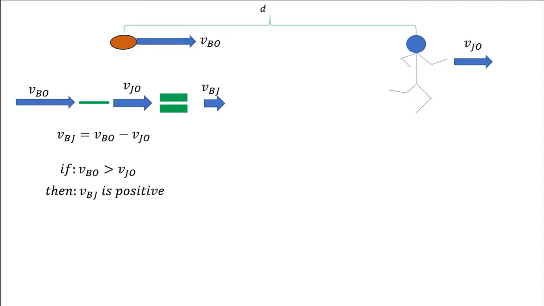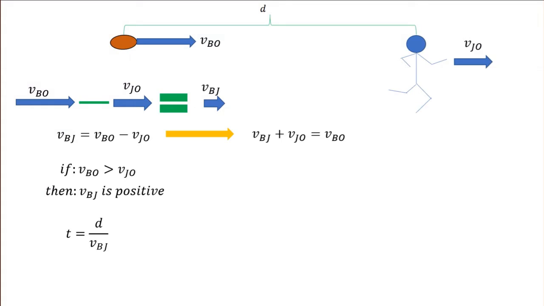Now, the distance that the ball has to cover relative to Joe is d. Therefore, the time required for the ball to reach Joe is d divided by VBJ, which is the same answer we got from before. So now we have solved the same problem by considering relative velocities. Very often, this way of thinking will be a lot more helpful. We can arrange this equation to get the following equation. VBJ plus VJO equals VBO.